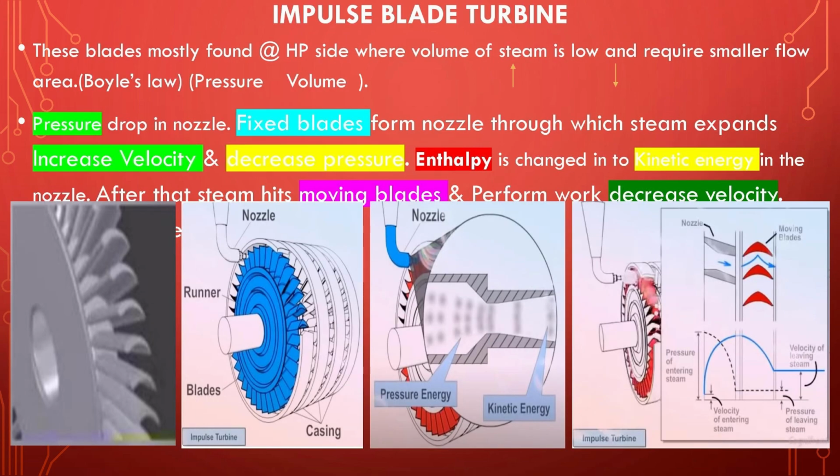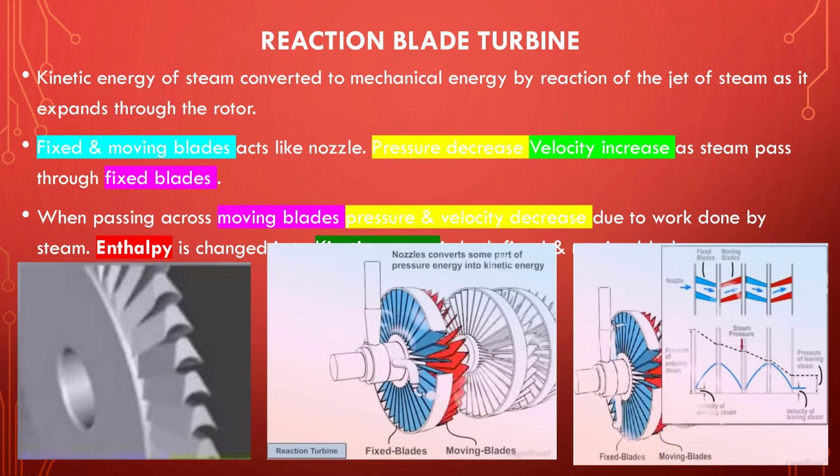Impulse blade turbine. These blades are mostly found at the HP side, where the volume of steam is low and requires a smaller flow area. Boyle's law, pressure times volume. Pressure drop in the nozzle. Fixed blades form a nozzle through which steam expands, increasing velocity and decreasing pressure. Enthalpy is changed into kinetic energy in the nozzle. After that, steam hits the moving blades and performs work, decreasing velocity. Then the process repeats the same.